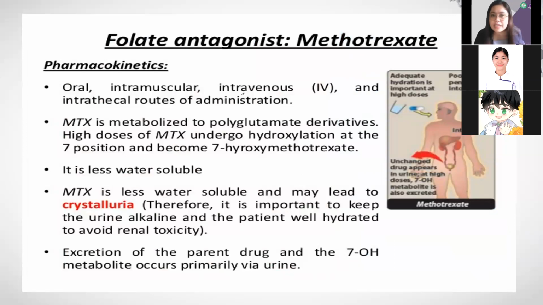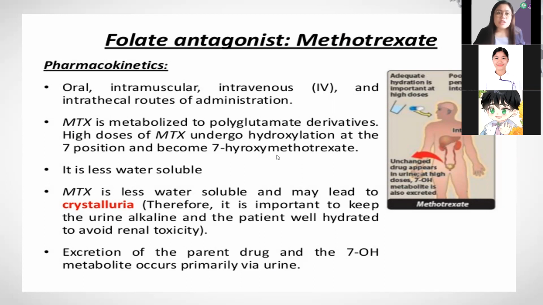Now, for the pharmacokinetics of our methotrexate, we have different routes of administration. It can be given orally, intramuscular, even intravenous, and we also have the intrathecal route for our MTX. This is abbreviated as MTX, okay? Now, inside the body, methotrexate will be metabolized to polyglutamate derivatives. However, high doses of this drug will undergo hydroxylation at the 7th position, and a different metabolite will be formed. We call it 7-hydroxy methotrexate.